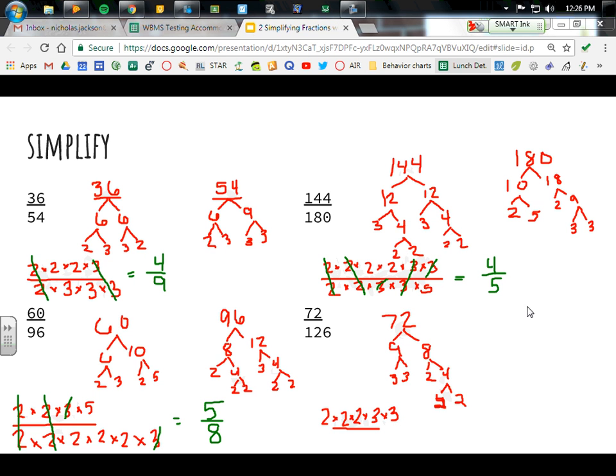And 126 can be factored down, let's say, well, it's definitely 2 times 63. And 63 can be factored down into 3 and 21. 21 can be factored down into 3 and 7. All right, so the prime factorization of 126 is 2 times 3 times 3 times 7.